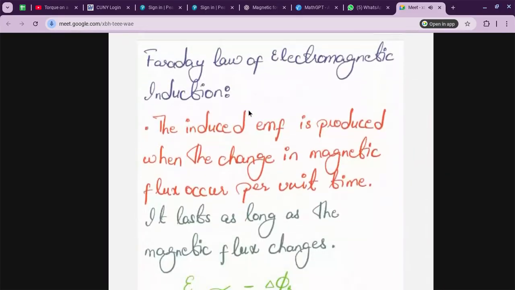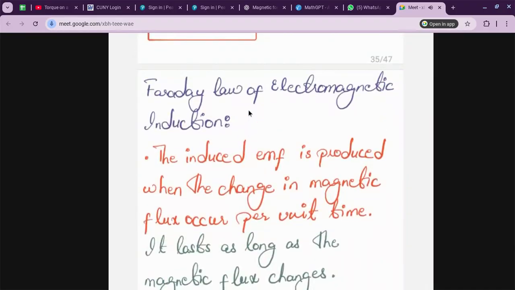Should I read this one? The Faraday law of electromagnetic induction. Okay, so there's going to be an induced EMF produced. When there's a change in the magnetic field, an EMF is produced. The induced EMF is produced.